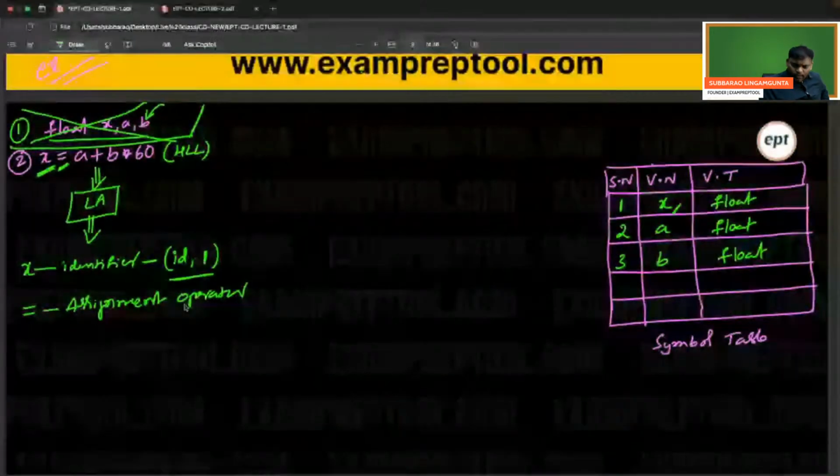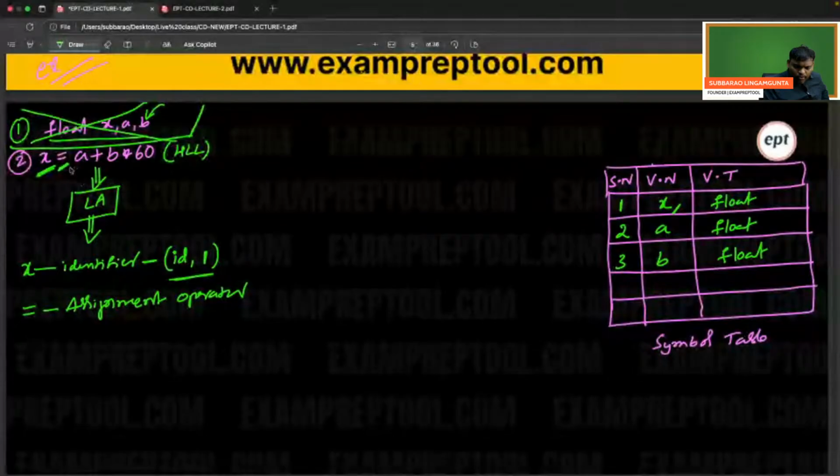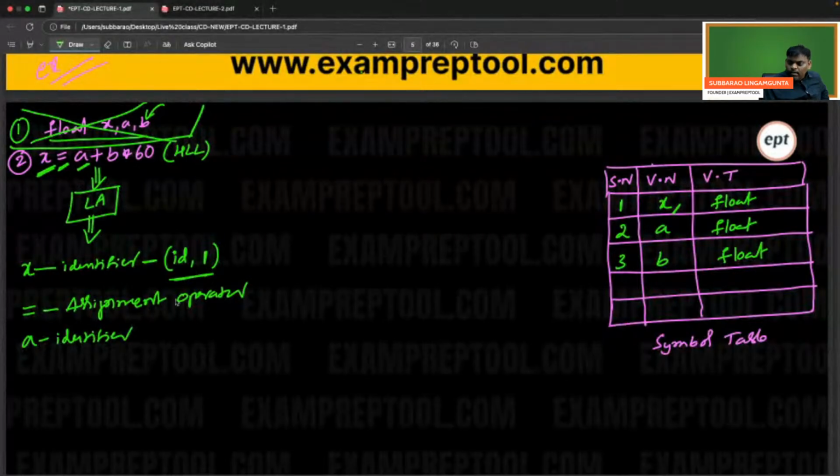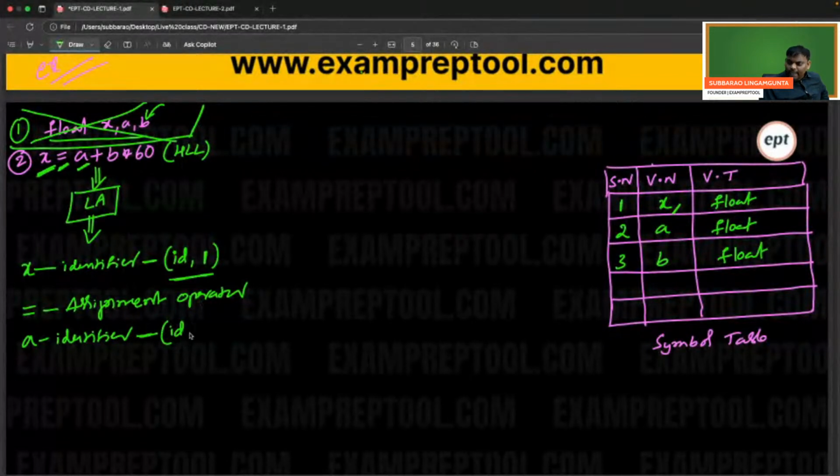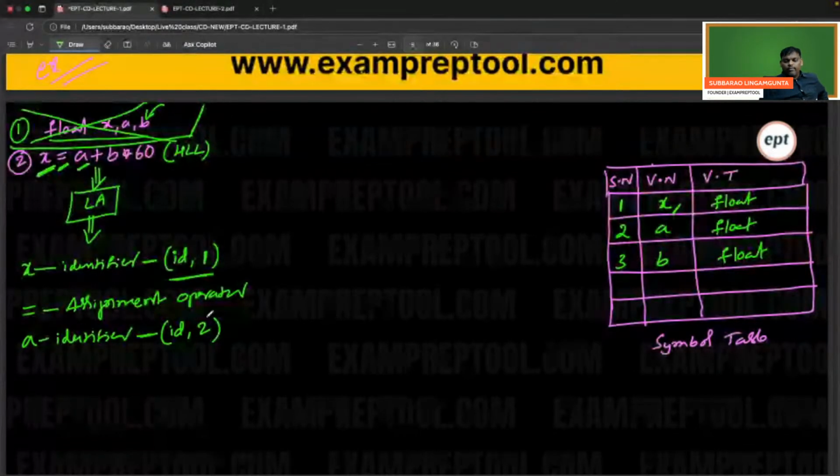Next one, after equal is over: A. A is again an identifier. If it is an identifier, it should be there in the symbol table. So you will go and check whether A is there or not. A is there. So now the lexical analyzer got to know that it is an identifier, in the symbol table second row. So token number is also given.